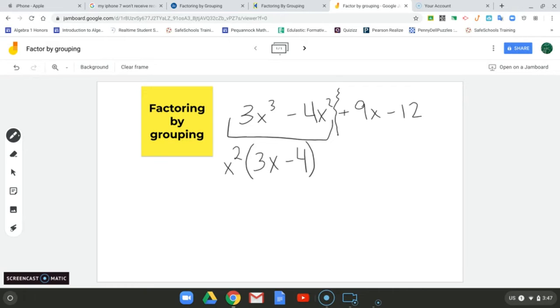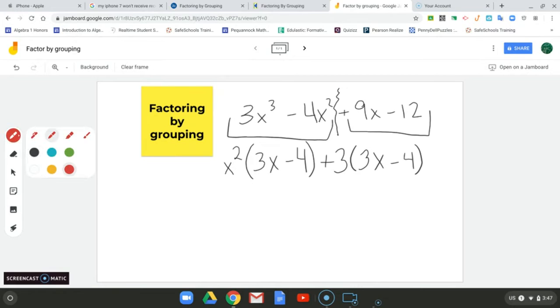Now, when we look at the second part, we have a positive 9x minus 12. Hopefully, we can see from that we can factor out a 3. If we take out a positive 3, that leaves us with 3x minus 4. And again, when you recognize that both sets of parentheses that you've created are the same thing, that's one of those good signs. That's when you feel like, yep, I'm definitely doing this right. I got it going.